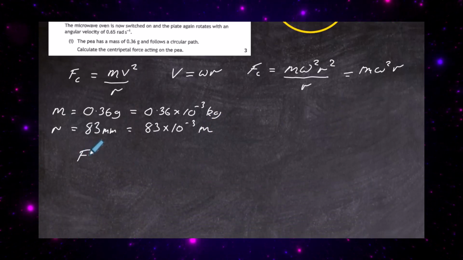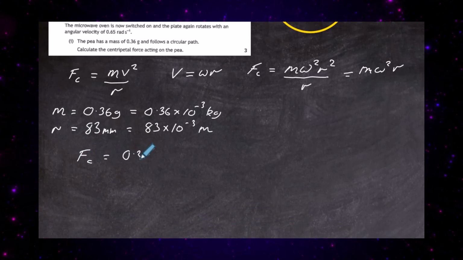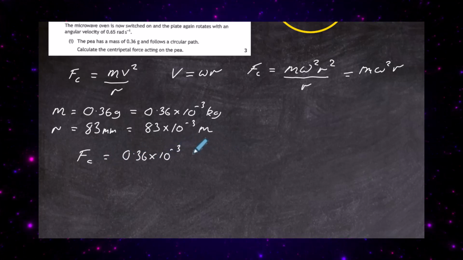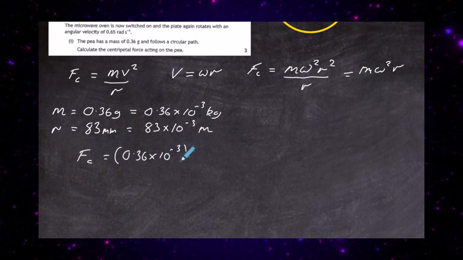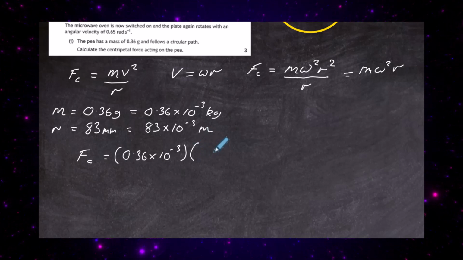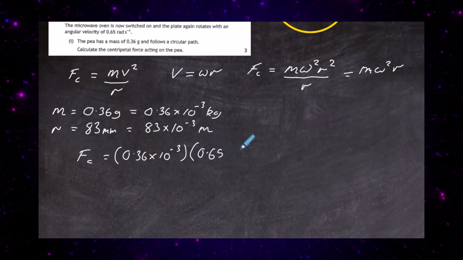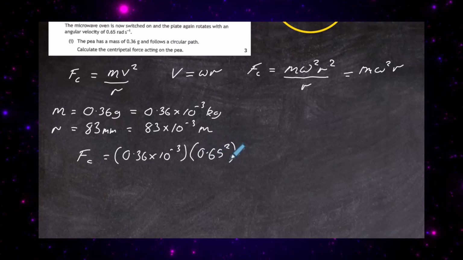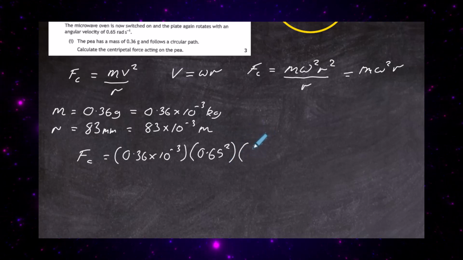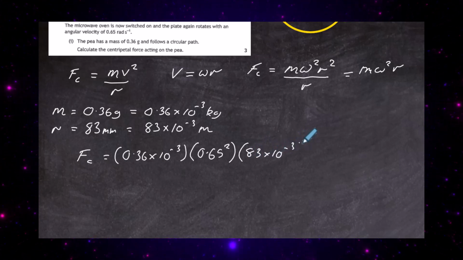So the centripetal force, Fc, is going to equal the mass, 0.36 times 10 to the minus 3 kilograms. And we have to multiply that by the angular velocity squared. So that's going to be 0.65 all squared, 0.65 radians all squared. And then finally we've got to multiply by the radius, which will work out to be 83 times 10 to the minus 3 of a metre.